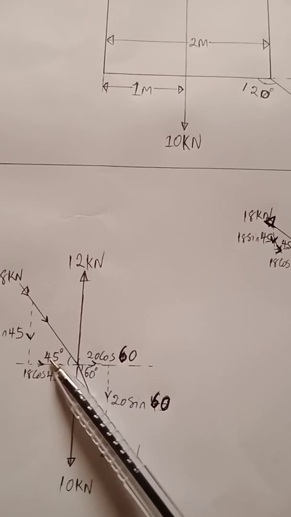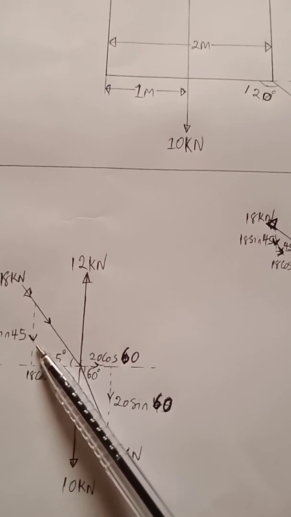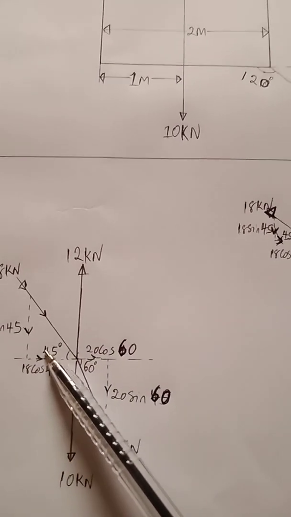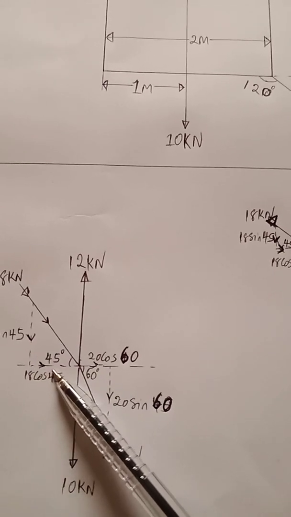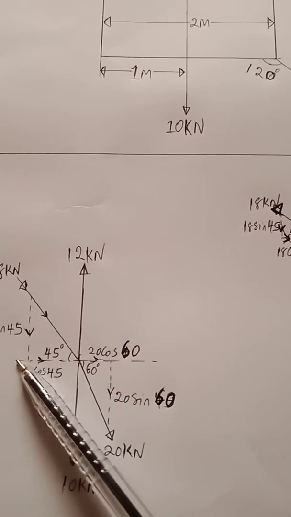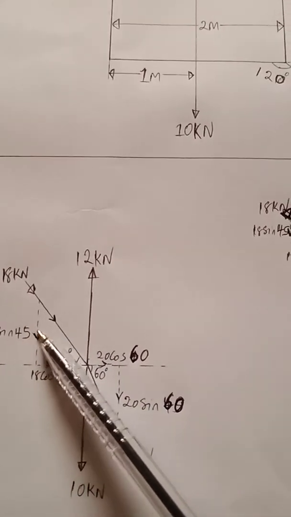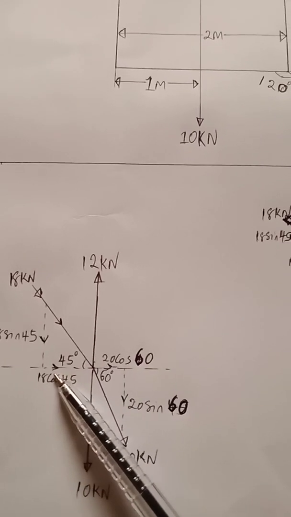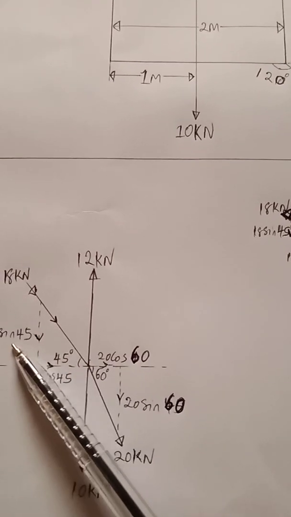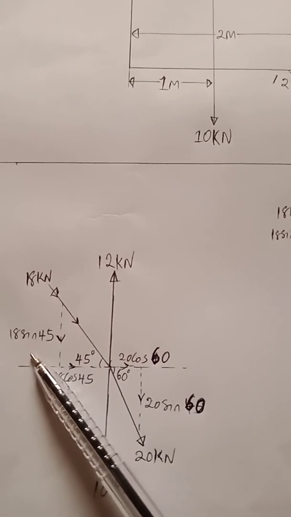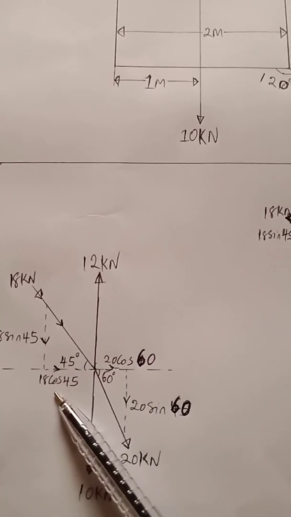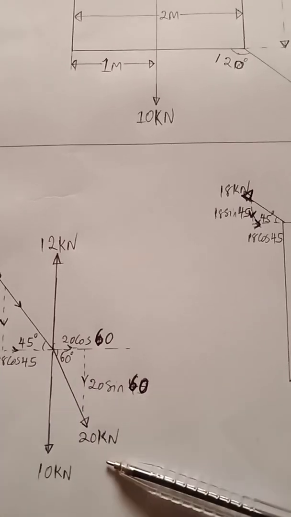The two forces that we are going to obtain from this slant force are the vertical force and the horizontal force. The arrow must move in a direction opposite to the resultant here, because this 18 kilonewton is the resultant of these two forces. After forming a triangle from it, you know this is 45 degrees. The opposite of that 45 degrees is going to be 18 sine 45 degrees, and the adjacent is going to be 18 cos 45 degrees.